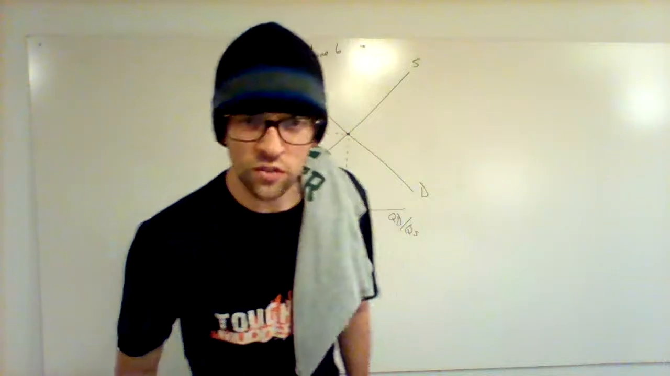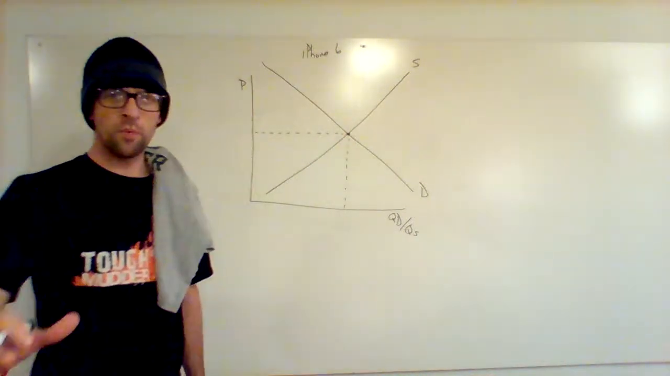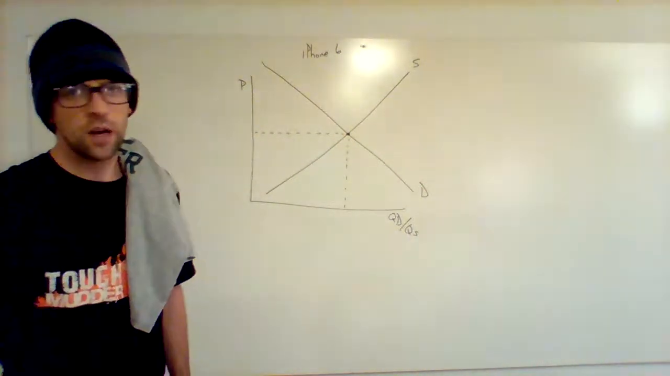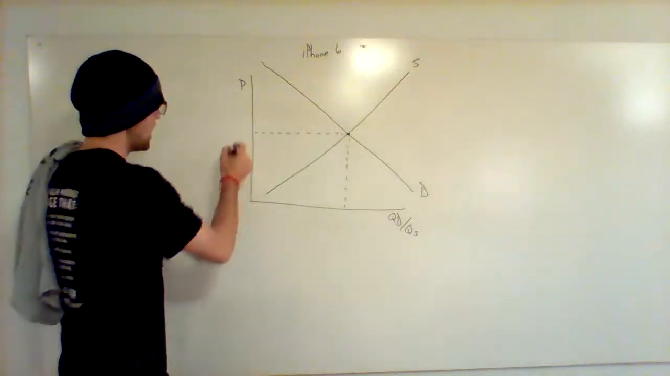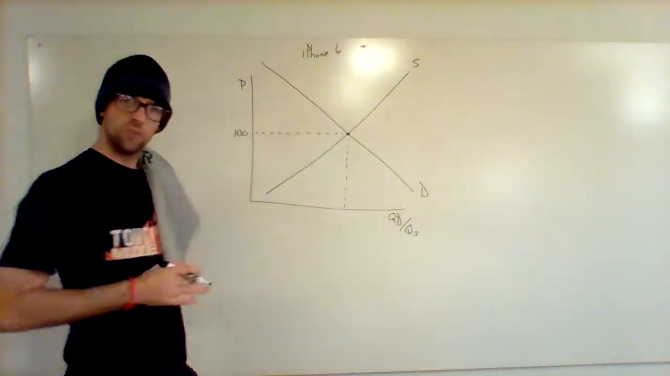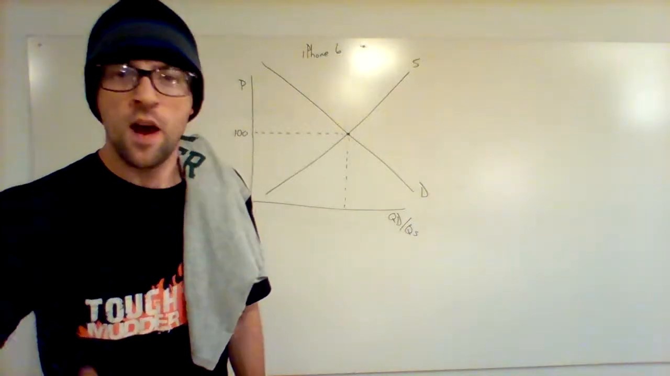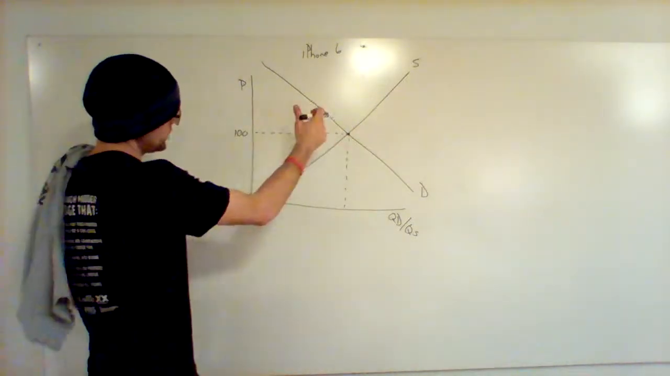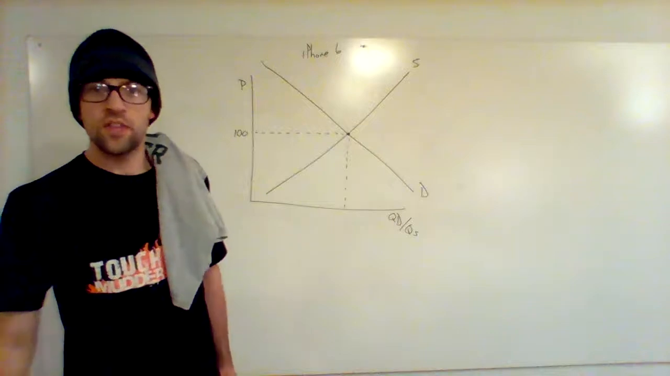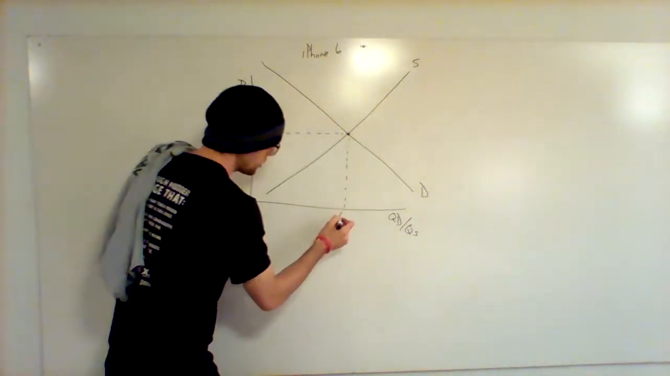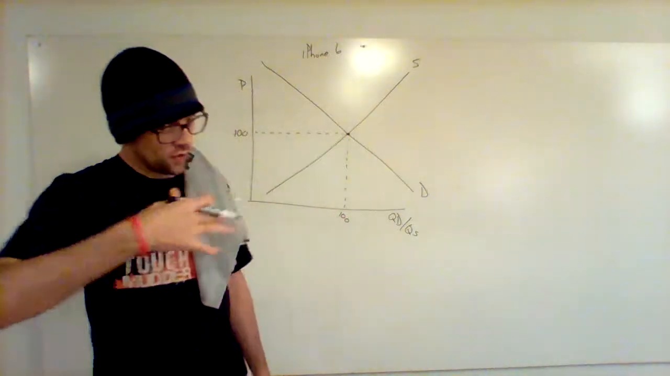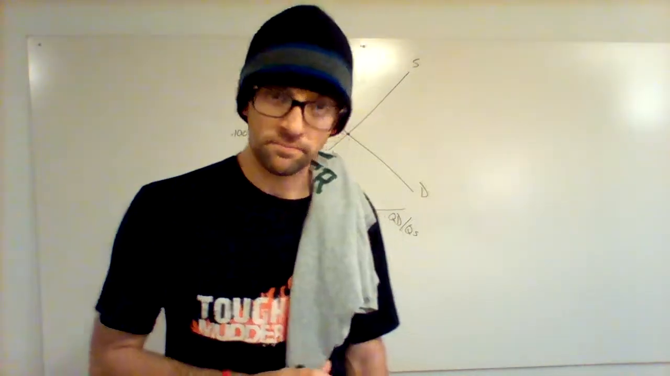So let's assume, just for the sake of saying, that the equilibrium price of an iPhone 6 is $100. It's just an easy number to use, so I'm going to label it like that. All right? It may or may not be $100. We can argue about that later. And let's also assume, for the sake of saying it, that the equilibrium quantity is 100 iPhones. Maybe it's 100 million iPhones, but we'll just use 100.